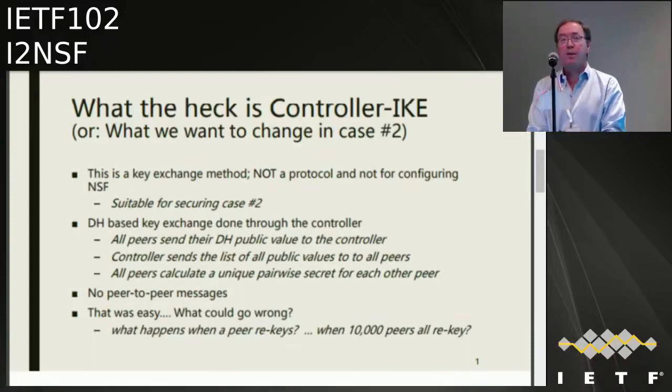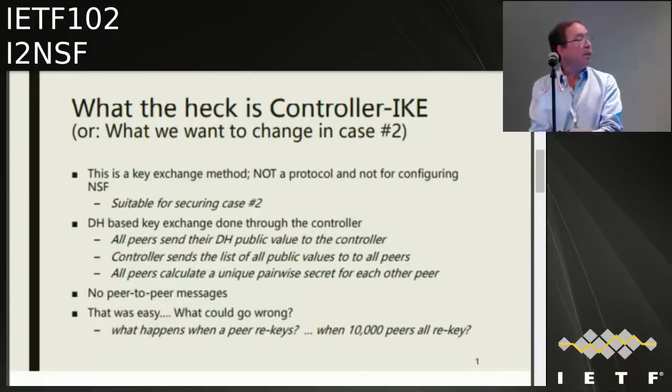We're doing Diffie-Hellman. Each peer creates their own Diffie-Hellman pair. They send their public values up to the controller. The controller distributes out an entire list of everybody's public keys. And now every node can create a shared secret with every other node in the network. It's pretty simple. There's no peer-to-peer messaging needed.